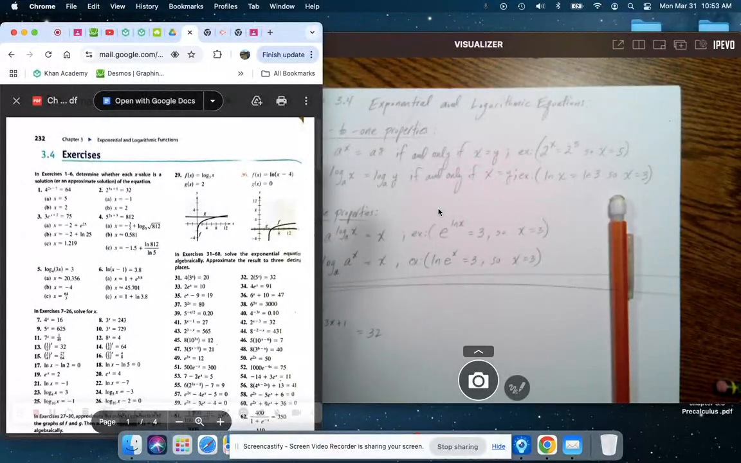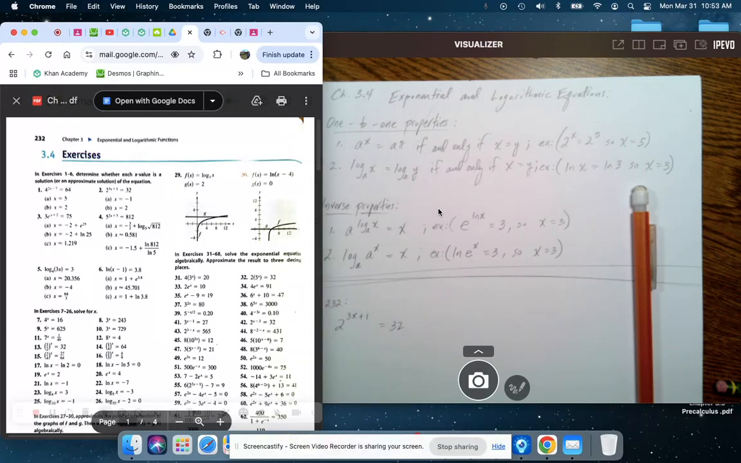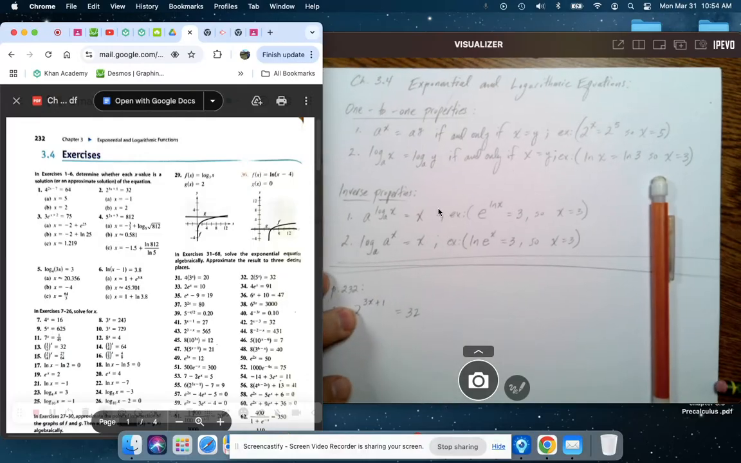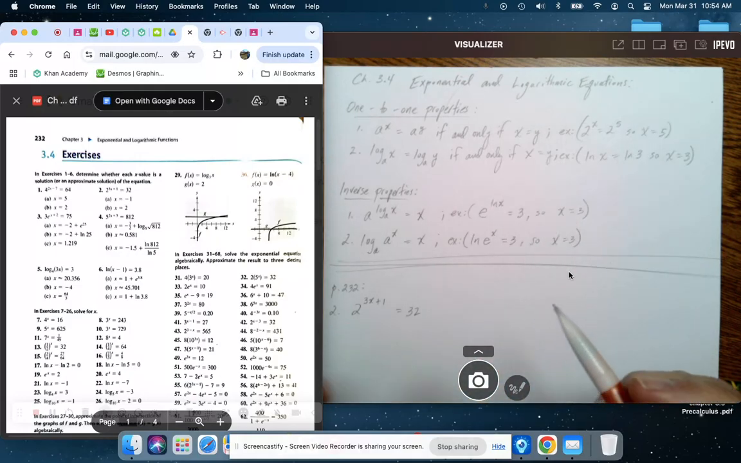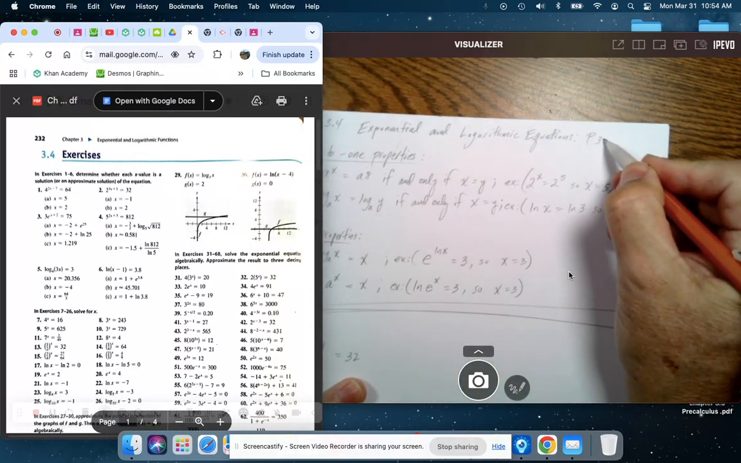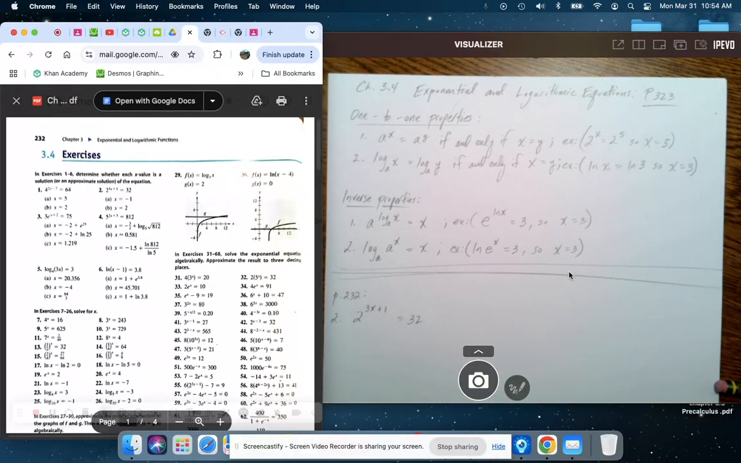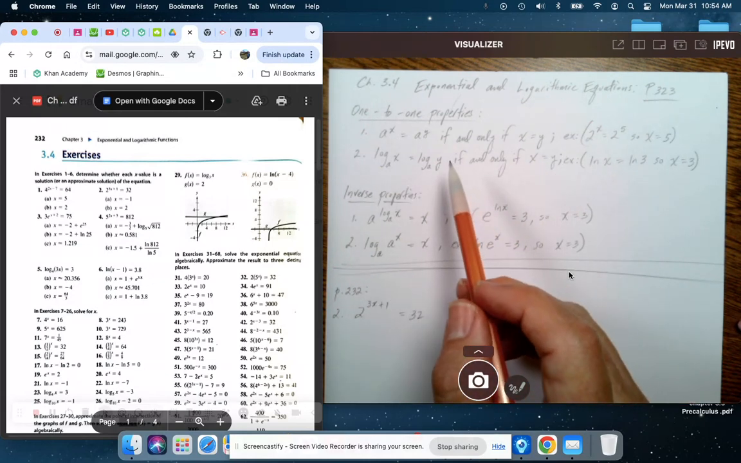Hey everybody, this video is on chapter 3.4, Exponential and Logarithmic Equations. So we're going to talk about solving equations involving exponential expressions and logarithmic expressions. All right, so it starts on page 232 in the textbook. If you want to turn there and look at the opening for the chapter, I've written down some of the notes.